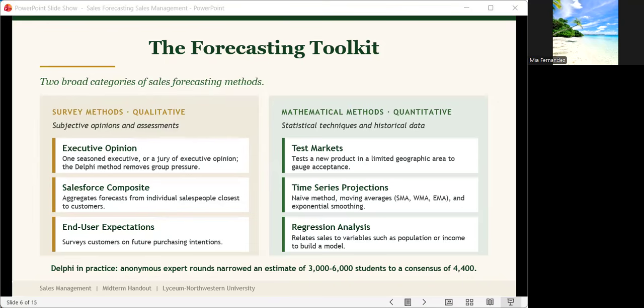So, let's take a look at this one. A university forecasting 5-year enrollment surveyed 10 experts anonymously. Round 1 ranged from 3,000 to 6,000. After feedback and revision, they converged on 4,400 with no single loud voice dominating. So anonymity, iteration, expert judgment, and elimination of bias are the 4 features to remember.